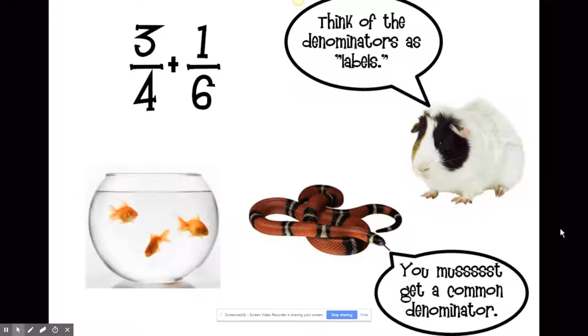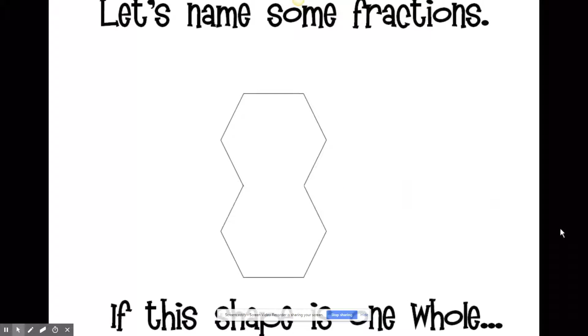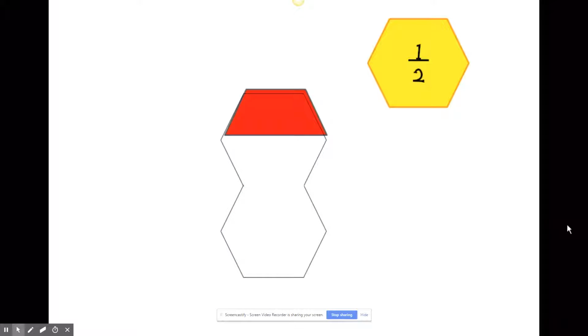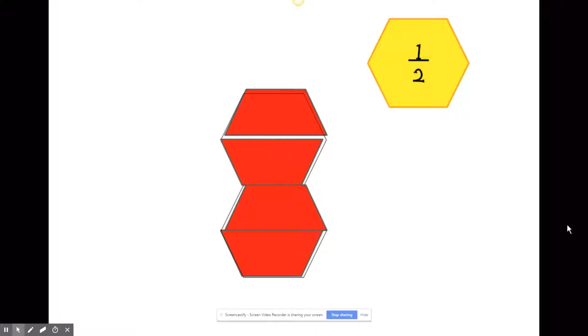Now, before we go into why that is, we're going to have to play around with some pattern blocks, and we're going to name some fractions. So let's say that this funny little snowman shape is 1 whole. If I cover it with yellow pattern blocks, then each of those pattern blocks is 1/2. So a yellow is 1/2. It can be covered with 4 red trapezoids, so each of the trapezoids is 1/4.